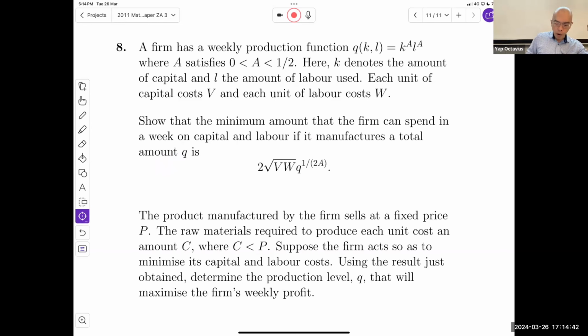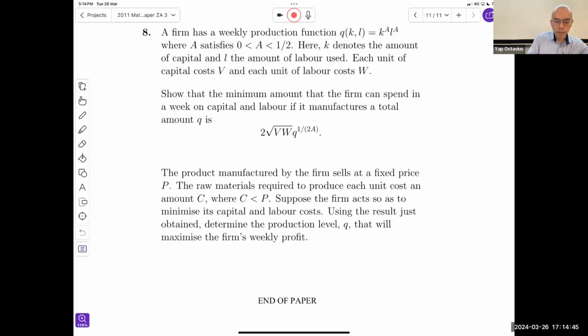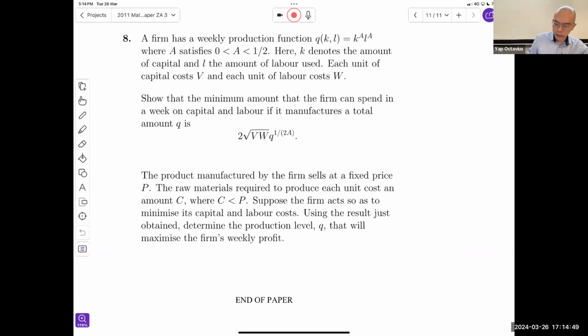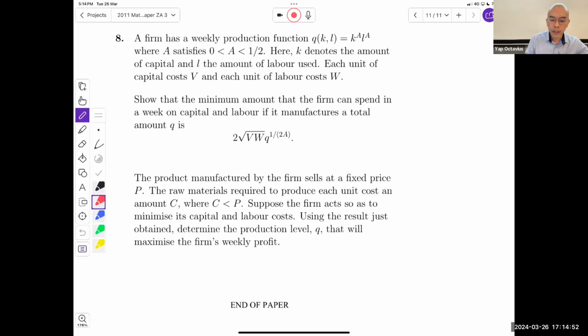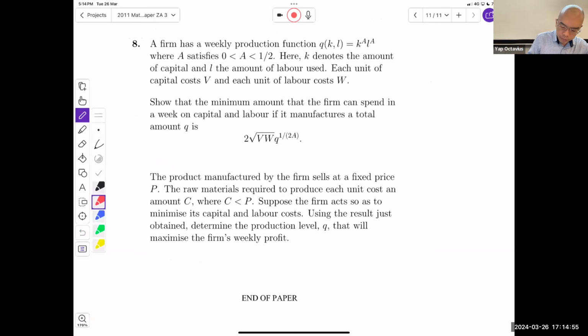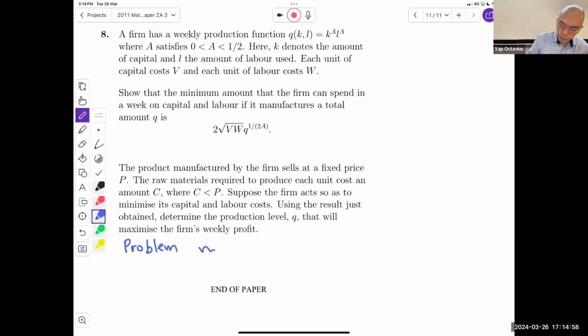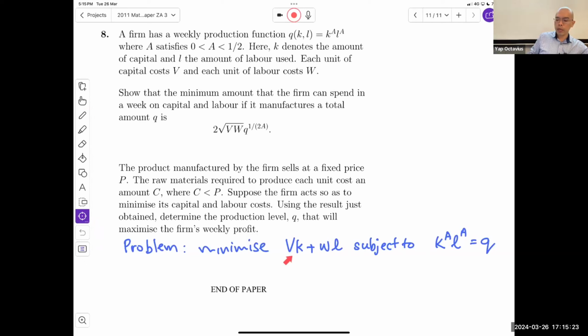So the problem is to minimize VK plus WL, capital V, small k plus WL, subject to K to the power A, L to the power A equals Q. So you minimize the cost subject to the production.